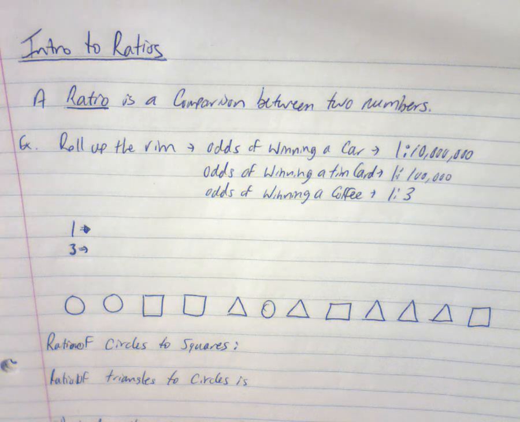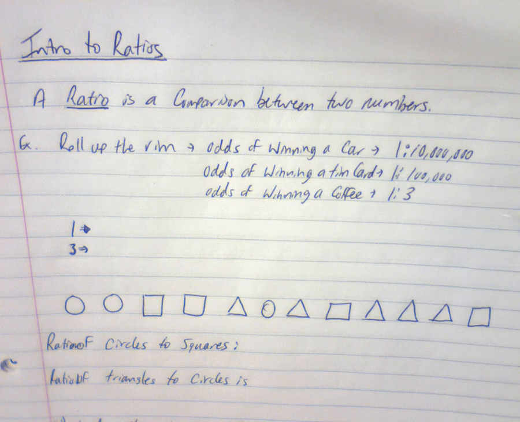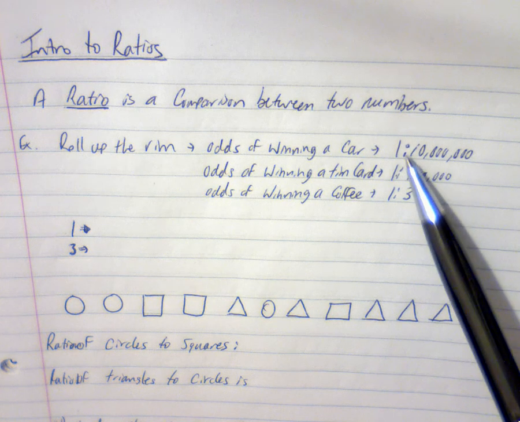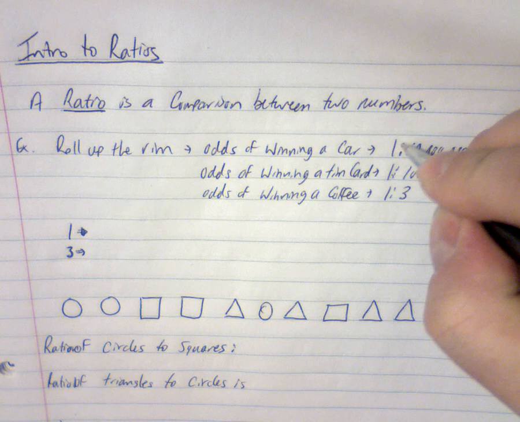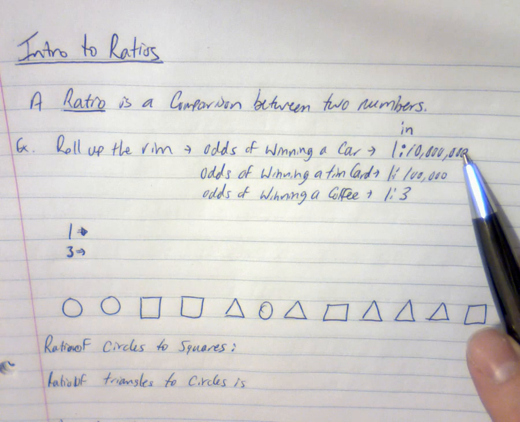We all know that Mr. Wicklam enjoys his Tim Hortons coffee. Well, when it's roll up the rim season, I get a little more excited because there's chances to win free coffee, and there's an odds in winning a free coffee, or a ratio. So let's look at some. The odds of winning a Honda Civic, the ratio is 1, and these two dots you can fill in the word in. So 1 in 10 million.